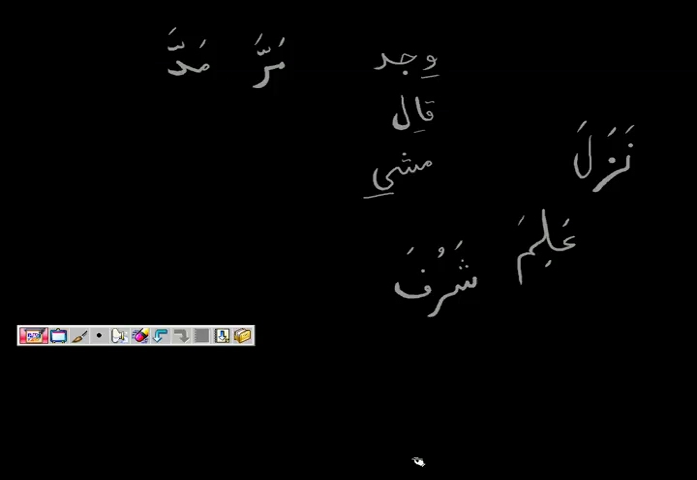So memorize this pattern. And the way this chart works is the top row is the third person masculine. Below that is the third person feminine. Then below that is the second person masculine. Below that is the second person feminine. And then below that is the first person. And first person does not have a masculine or feminine, it's all the same.